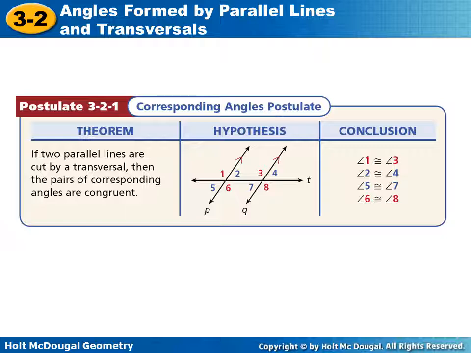Please be careful: not all corresponding angles are congruent, only when you have parallel lines cut by a transversal. If the lines are not parallel, this is not true. So here we can see that 1 and 3, 2 and 4, 5 and 7, and 6 and 8 are all congruent angles.